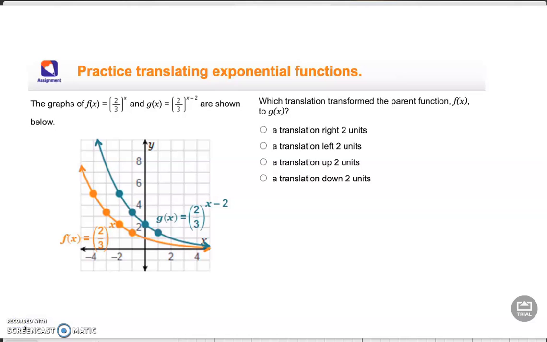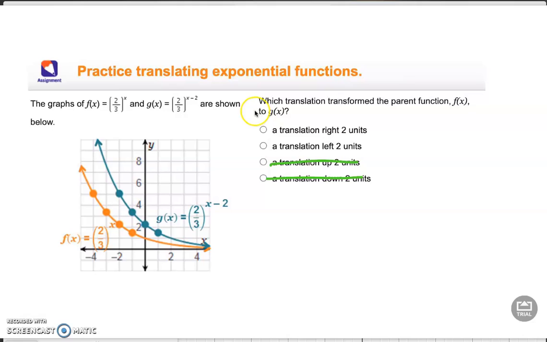Okay, let's take a look at some of your problems from your assignment. If we have two graphs right here, and we have y equals 2/3 to the x and 2/3 to the x minus 2, remember, if it's in the exponent, we know it's going to be a horizontal shift. So it's going to be either right or left. It's not going to be up or down.